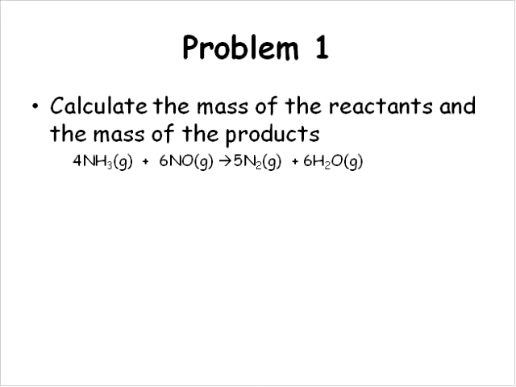Okay, I have a practice problem here. Calculate the mass of the reactants and the mass of the products. I have this equation here. This tells us we have 4 moles of NH3 combines with 3 moles of NO, gives us 5 moles of nitrogen and 6 moles of water. So you can pause it and then play for the results.